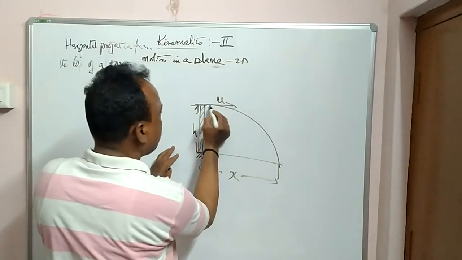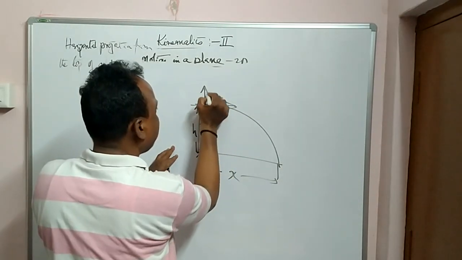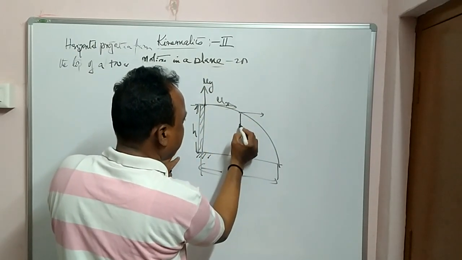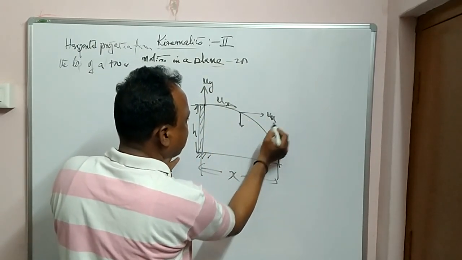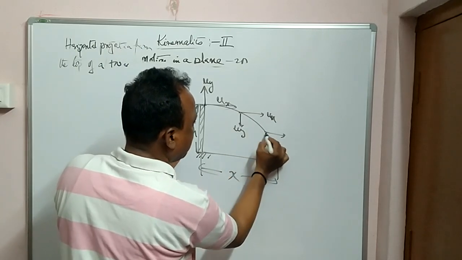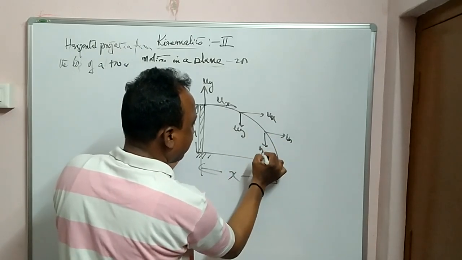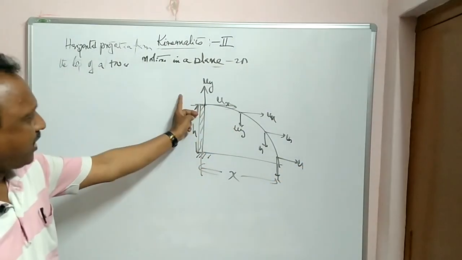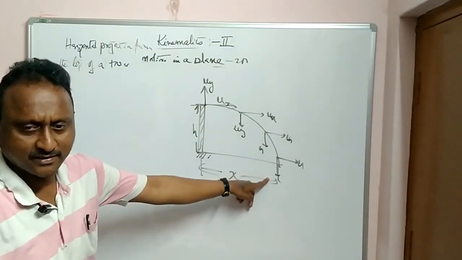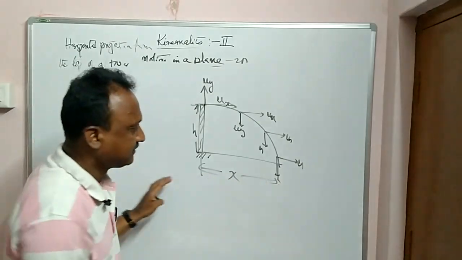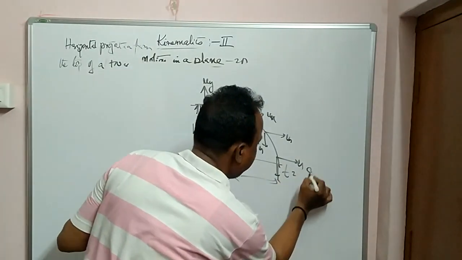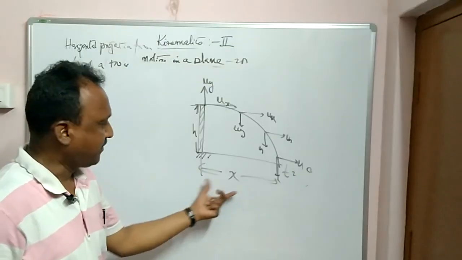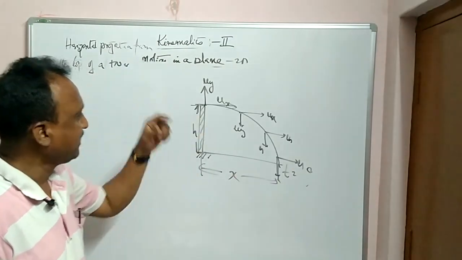So here it will have two components, one horizontal and one vertical, ux and uy. With these two components the body will be traveling. Again, it is a parabolic path, and it will reach here. Now we have to calculate the time taken by the body to reach the ground and the maximum range traveled by the body from the tower.